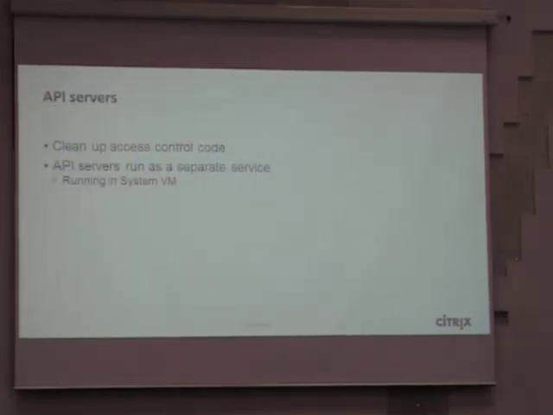So again, as I explained in the beginning, there's some work we still need to do for the API server itself. We need to clean up the access control code. Right now, it's quite messy and not easy to maintain. Another idea is that we can potentially run the API server differently. I already explained that S3 could be run in the system VM, but maybe even the entire API server could just run in system VMs.